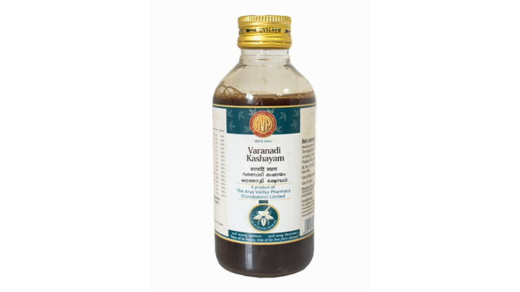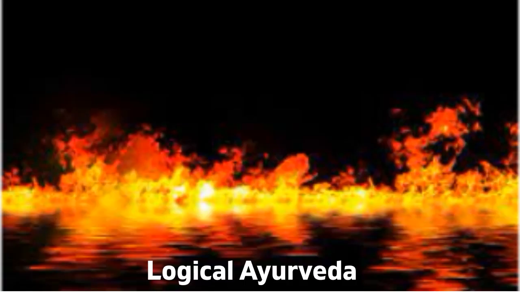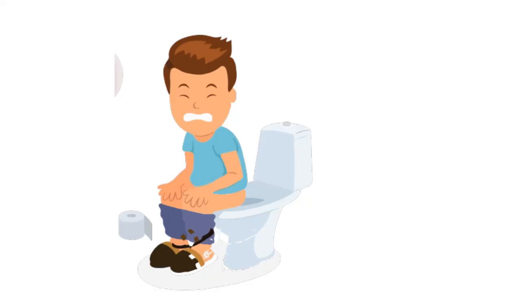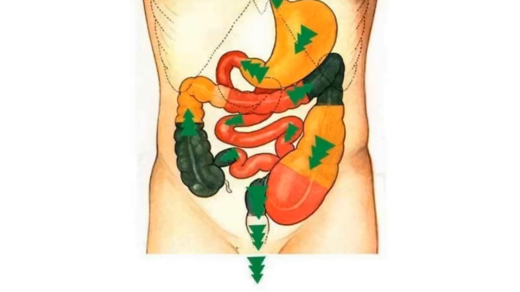For example, what is the maximum that Varanadi is going to do? Varanadi is basically Ushna Ruksha. It can cause constipation. So whenever you prescribe Varanadi kashayam, if you have doubt that the patient is going to get constipation, you can co-prescribe Brihat Triphala Churnam, Trivrit Lehyam, Anuloma Churnam, etc. And that particular problem is solved.